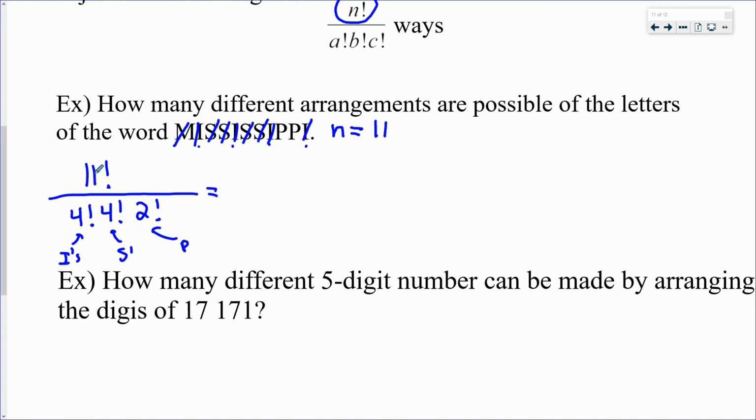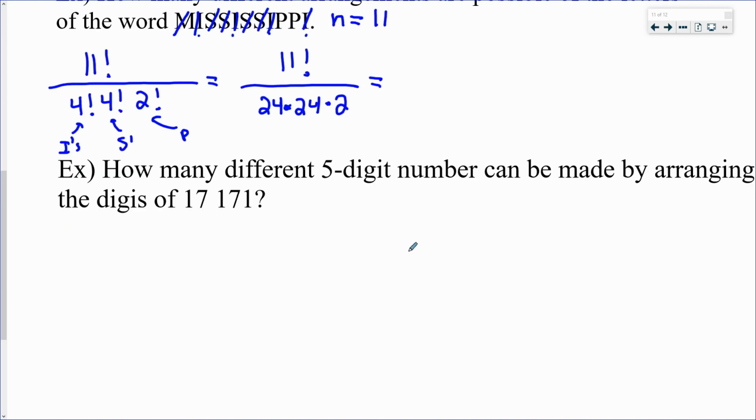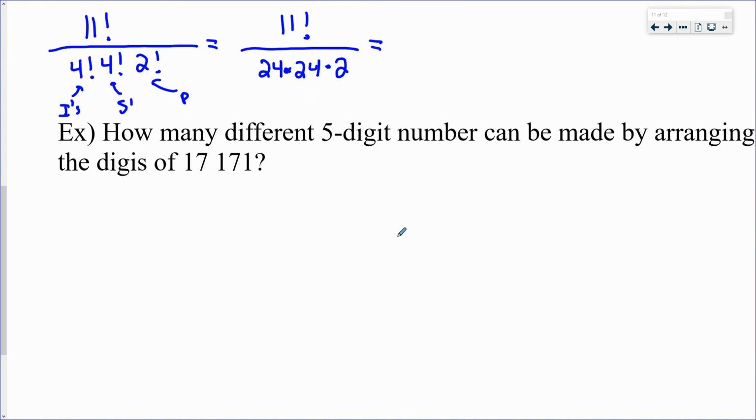Now, you would need your calculator, obviously. You would type it in on your calculator. I didn't type it out on my calculator, so you'll just have to type in 11 factorial, hit equals, and then divide by 4 factorial times 4 factorial times 2 factorial. I am certain you can do it. 4 factorial is 24. 4 factorial is 24 times 2.